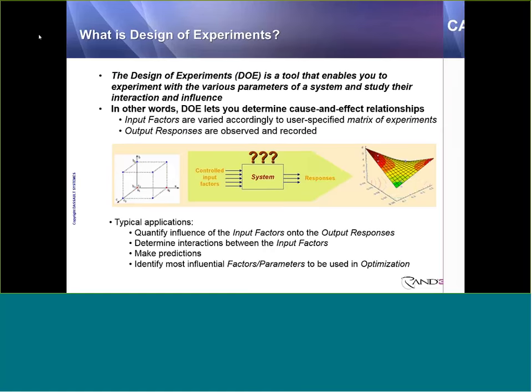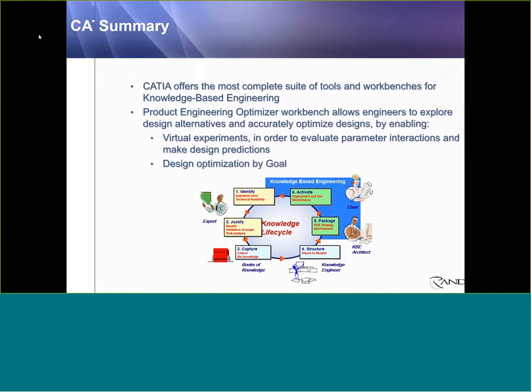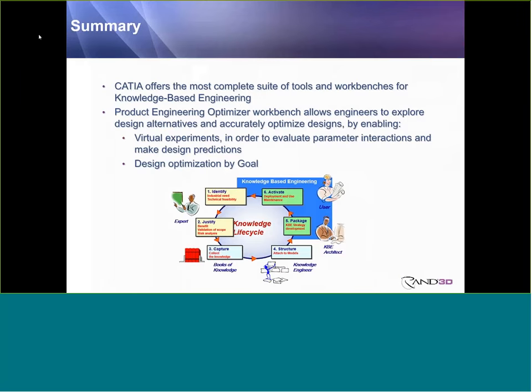So I'm going to do a bit of a summary here. We've seen the software demonstration. What I wanted to say as a summary: CATIA, in our opinion, offers the most complete suite of tools and workbenches for what is called knowledge-based engineering. I happen to work with many different types of CAD software, and to me, CATIA is unparalleled. Product Engineer Optimizer allows engineers to explore design alternatives and accurately optimize design. First, you can do virtual experiments in order to evaluate parameter interactions and make design predictions. And second, design optimization by Go. That's the optimization tool.